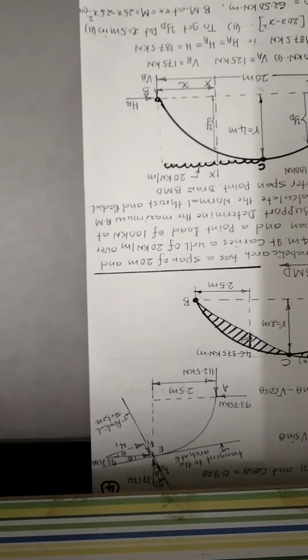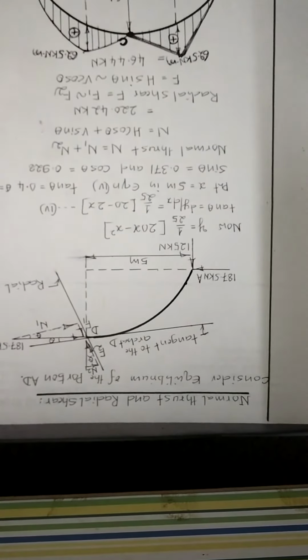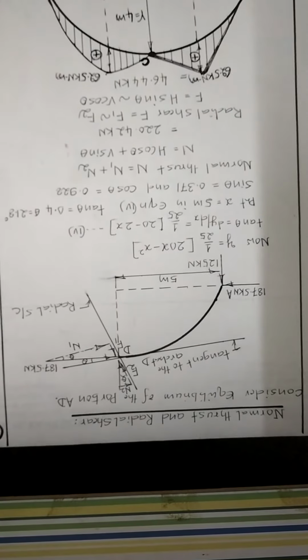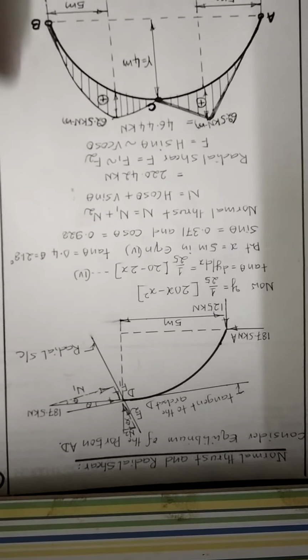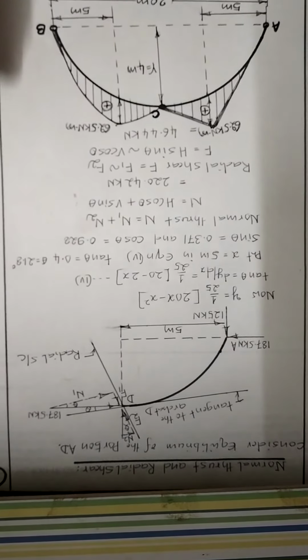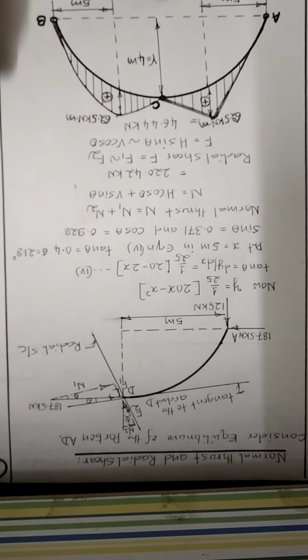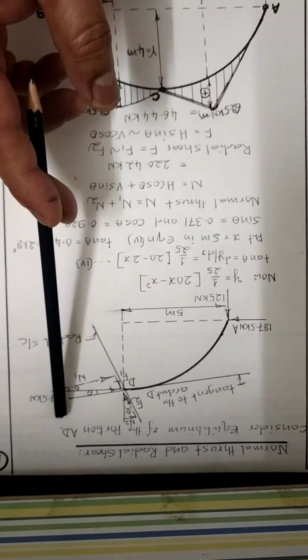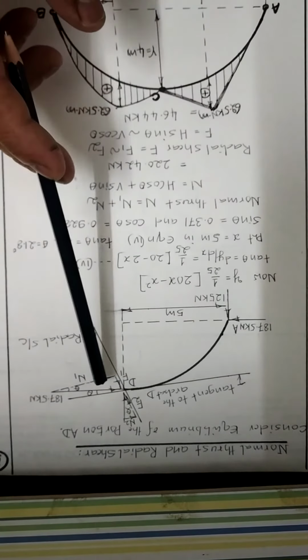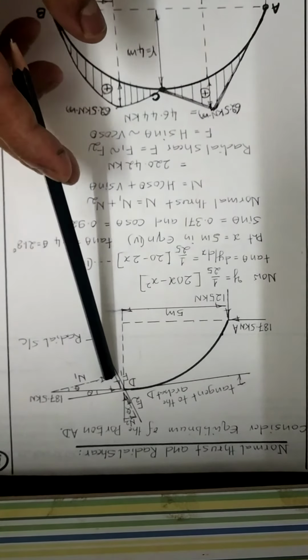Finally, calculate the normal thrust and radial shear for the given arch at the point D. Now consider the equilibrium of the portion AD. Write down the equilibrium of the figure AD.